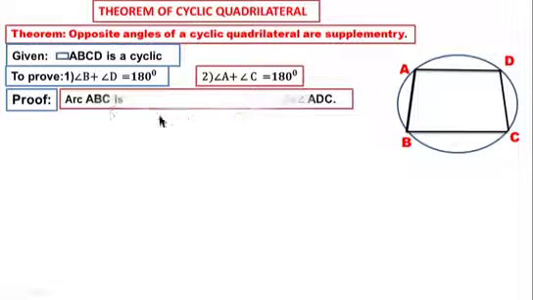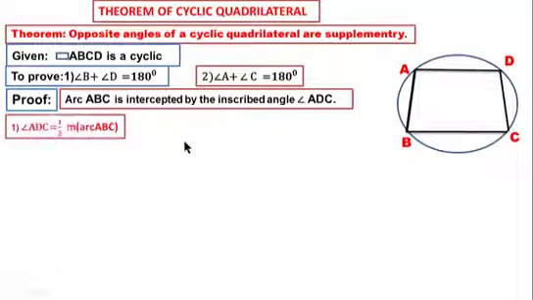Proof: arc ABC is intercepted by inscribed angle ADC. Therefore, statement number 1, angle ADC is equal to 1/2 measure of arc ABC. Measure of this angle ADC is equal to half of measure of arc ABC.